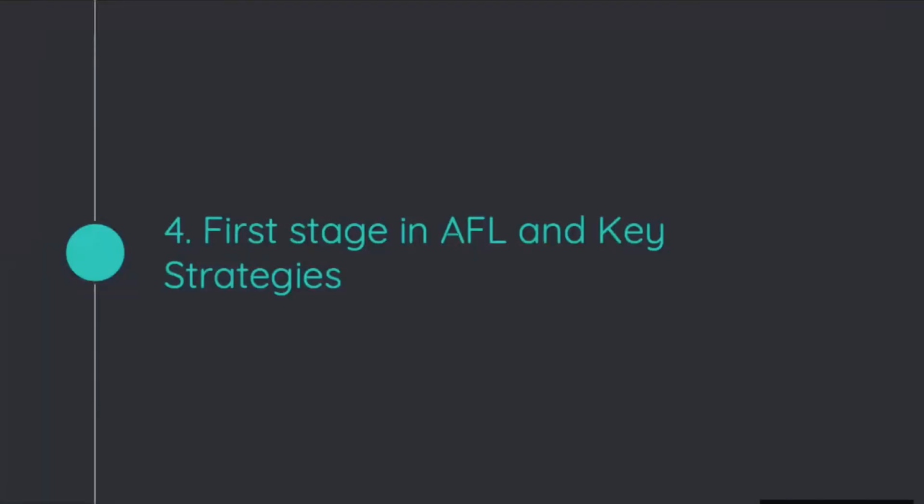Perfect. Now we're moving from features or characteristics to the stages and key strategies in AFL. So whenever we try to do something, there's always a first step. Let me just throw this question at you guys. Let me see what you think. What do you think is the first stage or the first step in AFL? What could that step be?